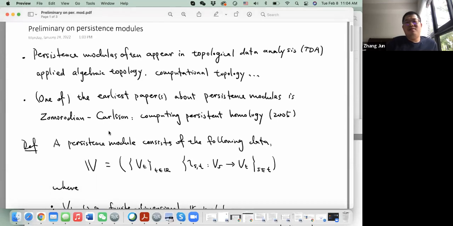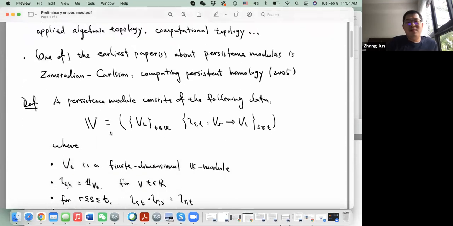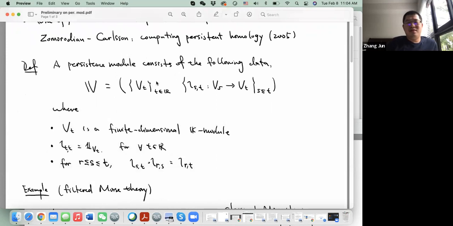The definition of a persistent module is easy. Here is the definition. It consists of the following data. We have an R-parameterized family, well, you can take whatever poset you want, but usually let's take R. An R-parameterized family of K-modules, vector spaces, and for 2 parameters s smaller than t, you have a map, called the persistence structure map, from Vs to Vt, and it satisfies the following 2 properties.